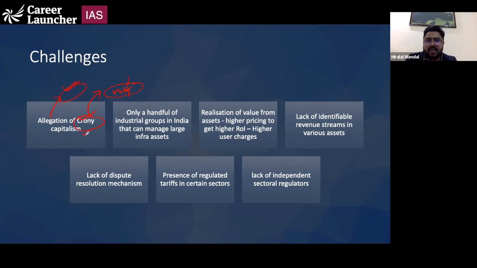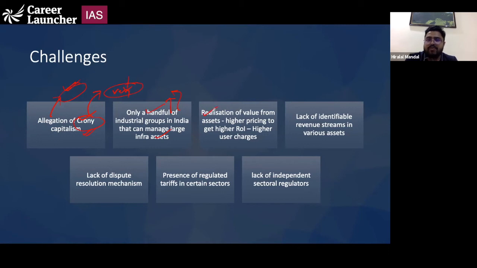That may lead to a situation where the government's functions and assets can be controlled by vested interest groups. Further, there are only a handful of industrial groups in the country which are managing large infrastructure projects. Only those sectors will benefit, and only those people will benefit in the process.